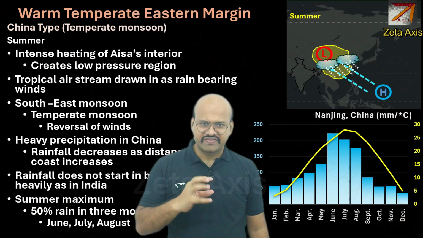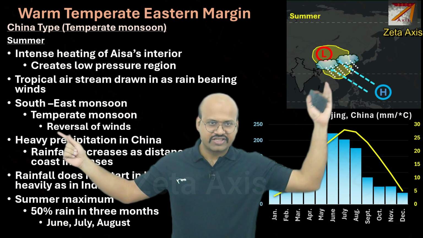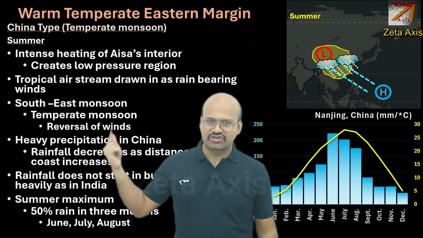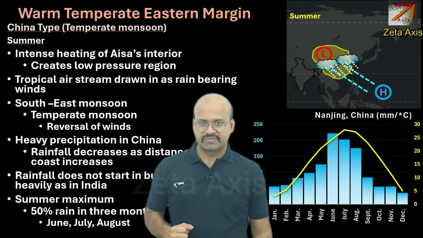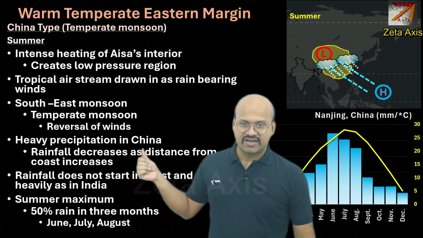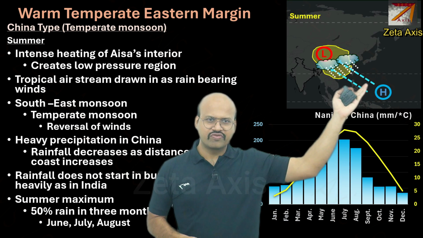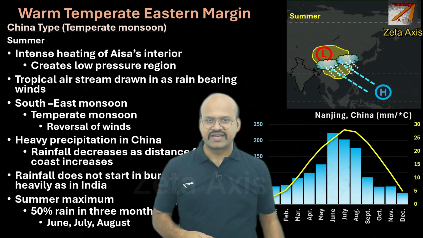Now because there is reversal of winds, it is also called temperate monsoon. Here we can clearly see there is reversal of winds in summer and winter. Heavy precipitation occurs in China and rainfall decreases as distance from coast increases. So as you move away from the coast, you will see that the rainfall decreases.